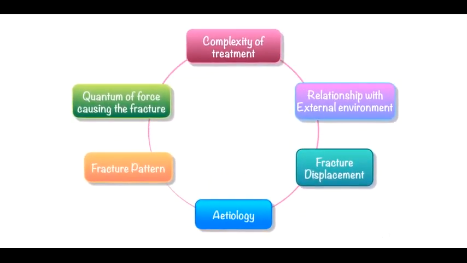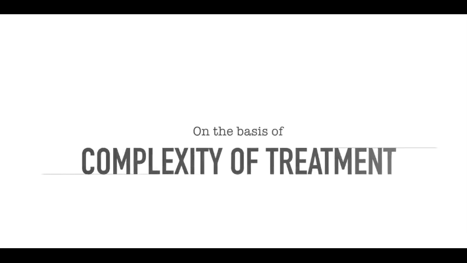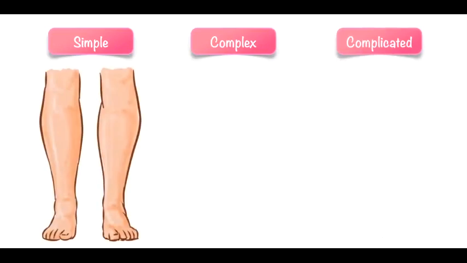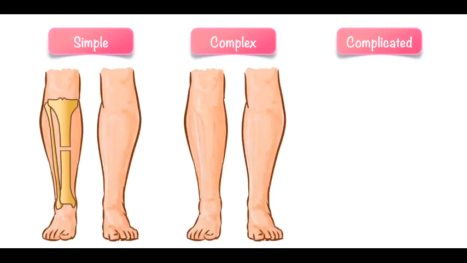Fifth classification of fracture, on the basis of complexity of the treatment. These fractures can be classified as simple fracture, complex fracture, and complicated fracture. A simple fracture is relatively easy to treat, for example a closed transverse fracture of the tibia, while a fracture in multiple pieces, which is relatively difficult to treat, is called a complex fracture.